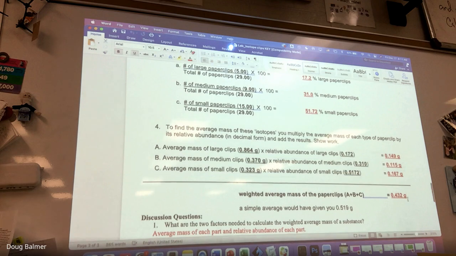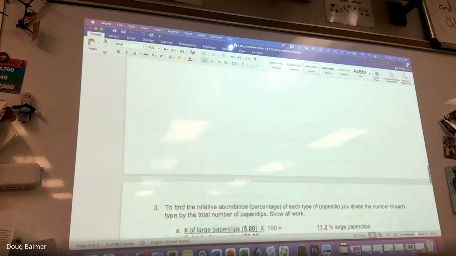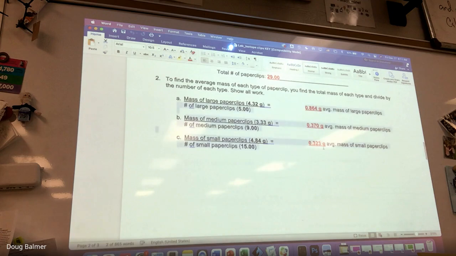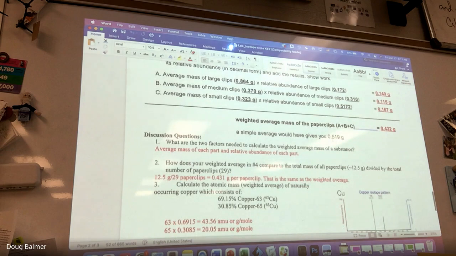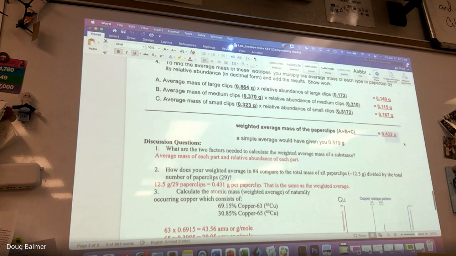Now, just to prove a point, if you had done a simple average, if you had simply added these 3 numbers up and divided by 3, it's going to be more heavily weighted towards the 0.8. Adding those 3 numbers up and dividing by 3 would have given you a simple average of 0.519. Obviously, that's incorrect. We use a weighted average, which should be close to 0.43. So, would you agree the 2 parts needed for a weighted average are the percent, also called the relative abundance, written as a decimal, and the average mass, whether it's the mass of a paper clip or the mass of an element.